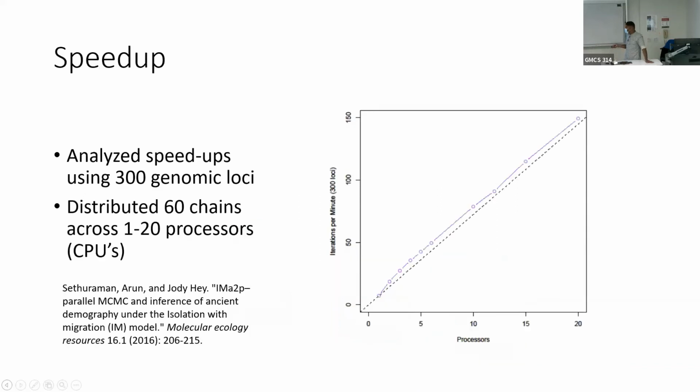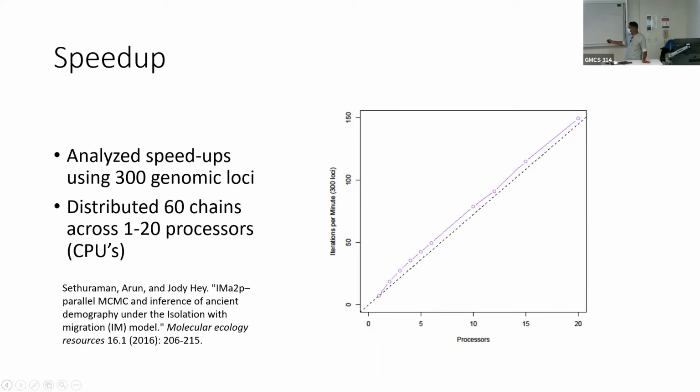That's exactly what it does, which is pretty cool. I was very happy to see this. So this was just a simple case study that I did. In this case, I only used 300 of those genes, distributed essentially across 1 to 20 processors here. The x-axis here is just the number of CPUs, and this is the total number of iterations that were completed in this case.